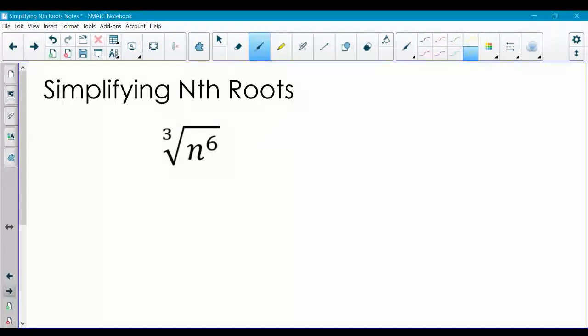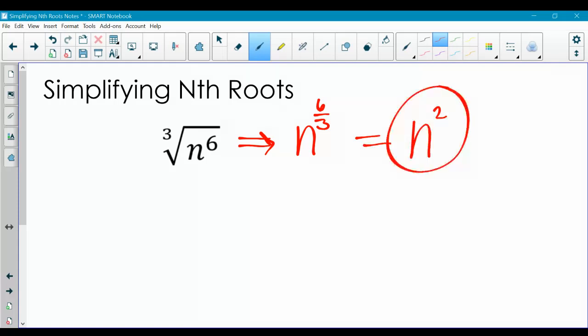Now, there are 2 ways to approach this problem, and I wanted to show you because it's totally dependent on what you feel more comfortable with. So we actually learned maybe about a week ago that we can rewrite this as n to the 6 over 3 power, right? 6 divided by 3 gives us n squared. So that right there is actually the final answer in this problem. We can't simplify it any further.